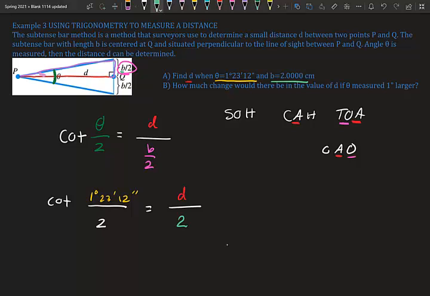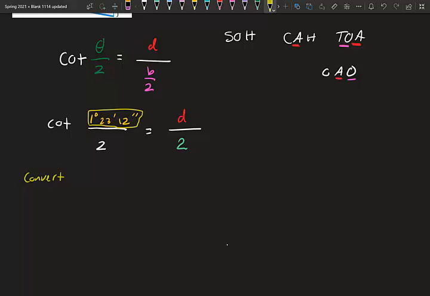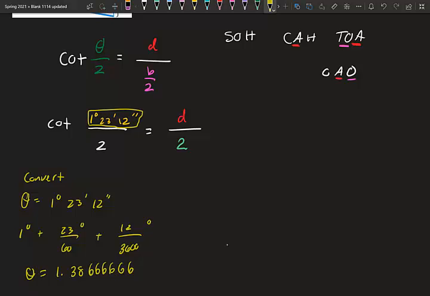Now, it's a little hard to work with degrees, minutes, seconds, so we're going to convert our theta into decimals. It's just easier to work with on our calculator. So we do 1 degree plus 23 over 60 degrees plus 12 over 3600. We add that all up and we get theta equals 1.3866666, with a 7 at the end. So let's change that. Okay, good, we changed it.